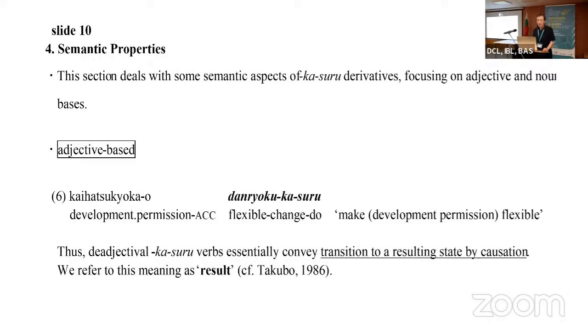Section 4, semantic properties. This section deals with some semantic aspects of Kasuru derivatives, focusing on adjective and noun bases. Let's consider adjective-based. Look at number 6. 開発許可, development permission, を accusative, 弾力, flexible, 化, change, する, do. 開発許可を弾力化する means make development permission flexible. Thus, the adjectival Kasuru verbs essentially convey transition to a resulting state by causation. We refer to this meaning as result.